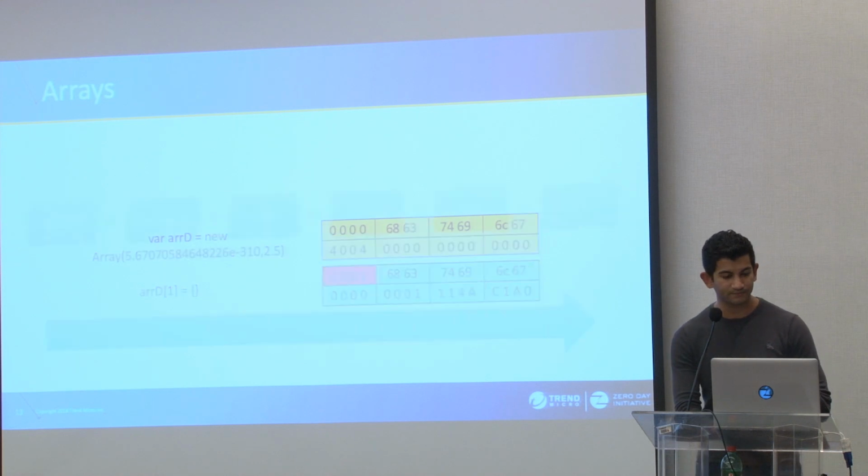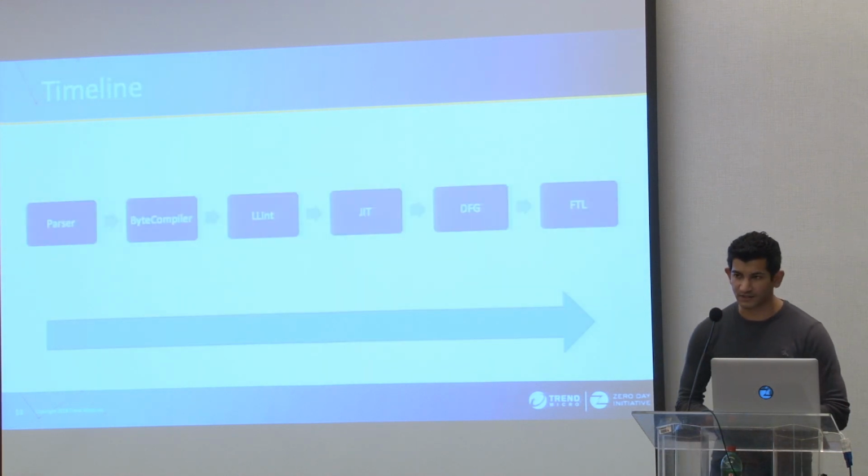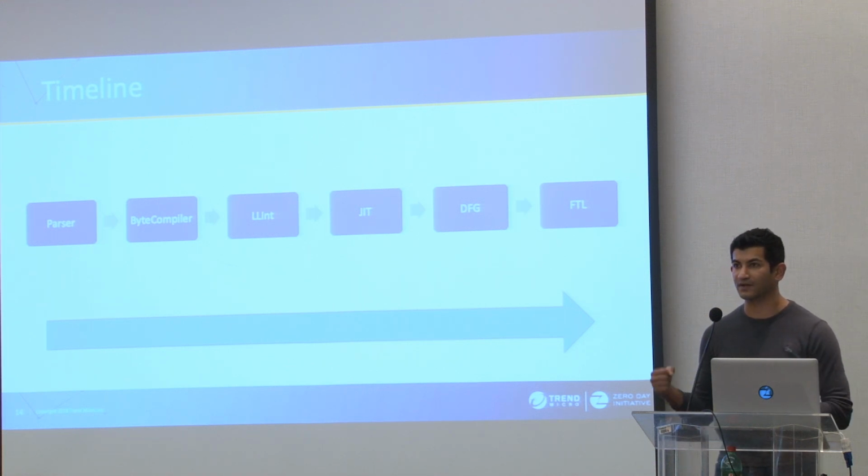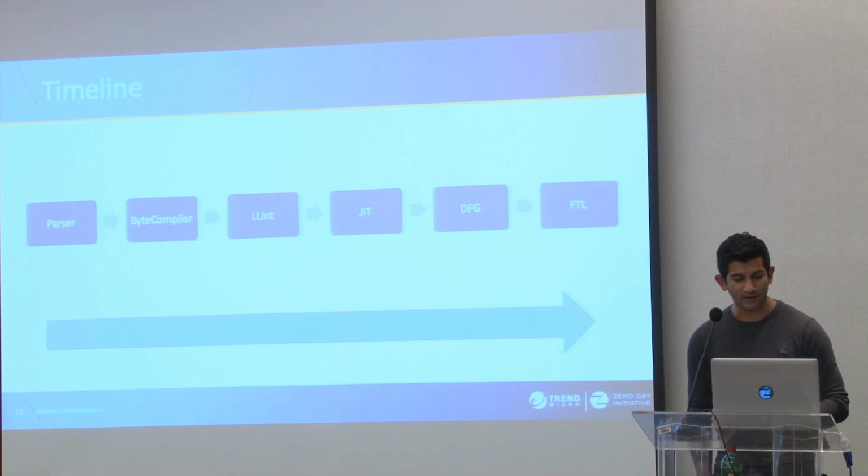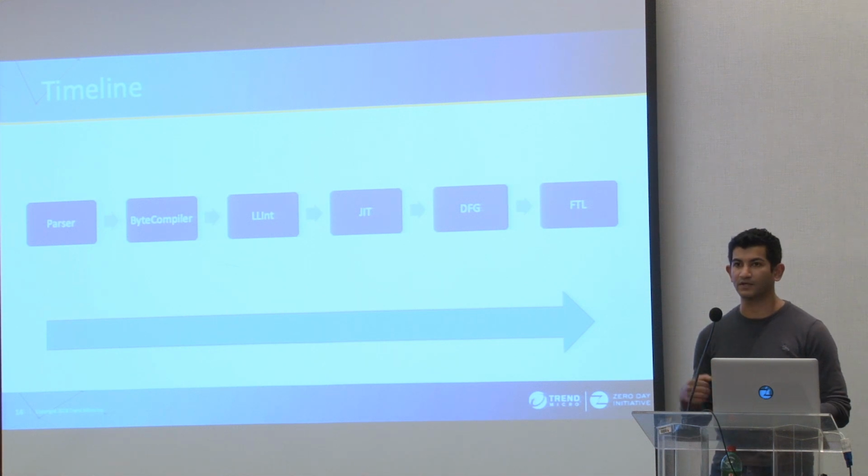Now I'm going to give kind of an execution timeline. This is how JavaScript goes from being seen by the browser to being executed by the engine itself. It goes through a parser, which has a lexer and a parser. It gets converted into an abstract syntax tree, which then goes to the byte compiler. The byte compiler will then emit bytecodes that will go into the low-level interpreter. The low-level interpreter is the first piece to actually execute any of the JavaScript that it sees.